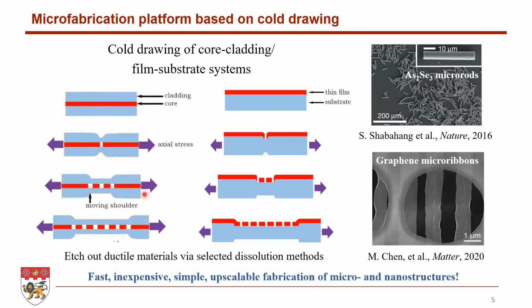This phenomenon can also be observed in this film substrate system. And even after we etch out the cladding and the substrate, the ductile material in this structure, we can obtain a large amount of these micro rods and micro ribbons. So basically, this provides us a fast, inexpensive, simple, and upscalable fabrication method for micro and nanostructures.